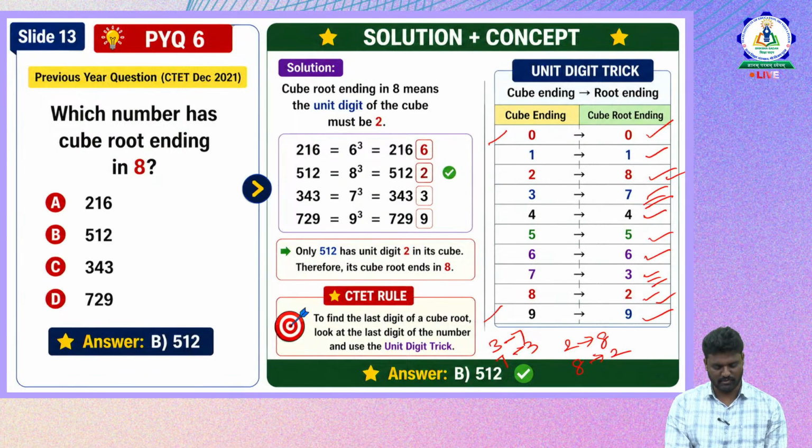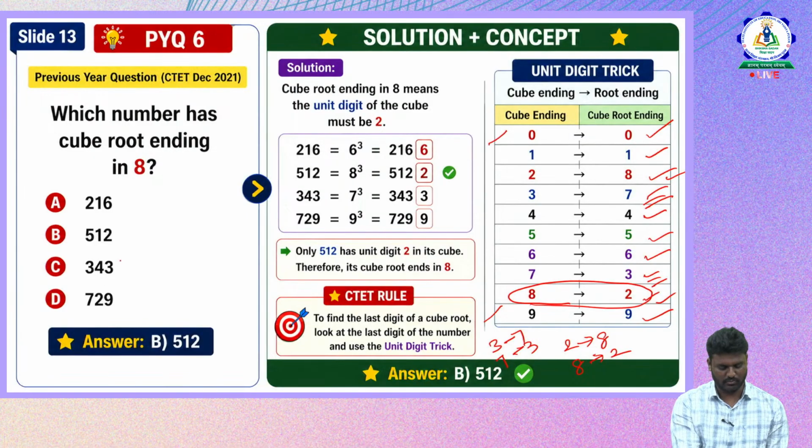For this question, now if you see which number has the cube root ending in 8, the number must end with 2 only. So in the options, if you check which has the unit digit 2, among 6, 2, 3, 4, option B has 512. So we can say that option B, 512, is the correct answer for the question.